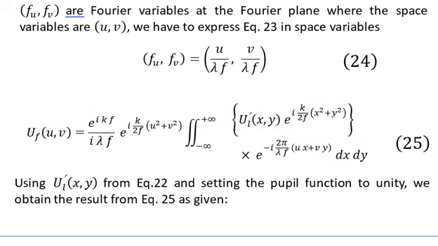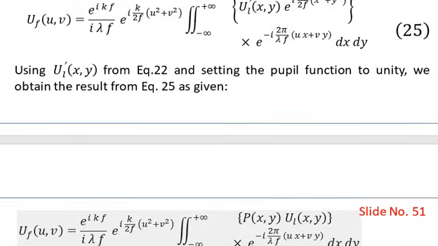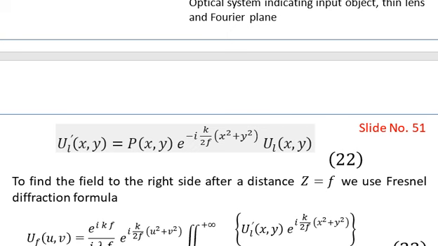Now this is the field in the curly bracket within the integral in equation number 25, that is ul prime of x comma y. This was the field just after the lens. Now we connect this field with the field which was incident on the lens. This is what we have done in equation number 26, that is, we have replaced that field by the pupil function of the lens and the input field, which is ul of x comma y. With this field there was another quadratic factor that you can see from equation number 22. This quadratic factor is e to the power minus iota k over 2f within the bracket x square plus y square.